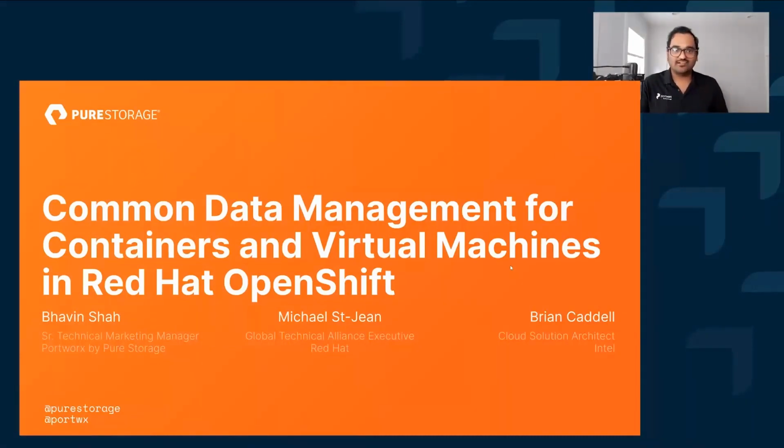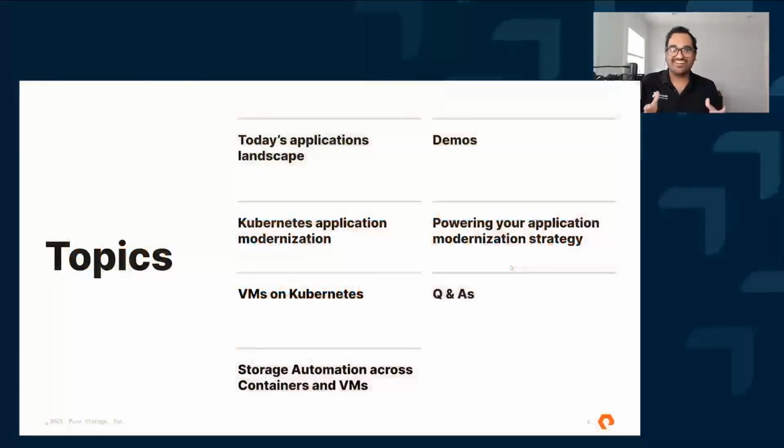So let's look at the agenda. We have a jam-packed 45-minute session for you, where we'll start by discussing what today's application landscape looks like. How does Kubernetes help with application modernization? Why are organizations thinking about running virtual machines on Kubernetes? How do you actually run those virtual machines on Kubernetes? We have a couple of interesting demos for you, and then we'll wrap up with how the three companies partnering together can empower your application modernization strategy. At the end, we'll open up for some Q&A. With that, let me hand it over to Michael to talk about today's application landscape.